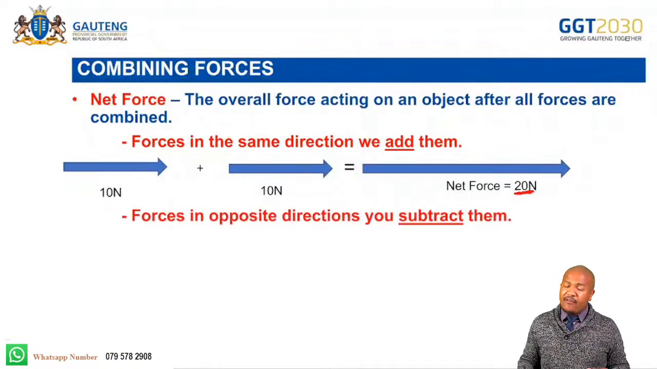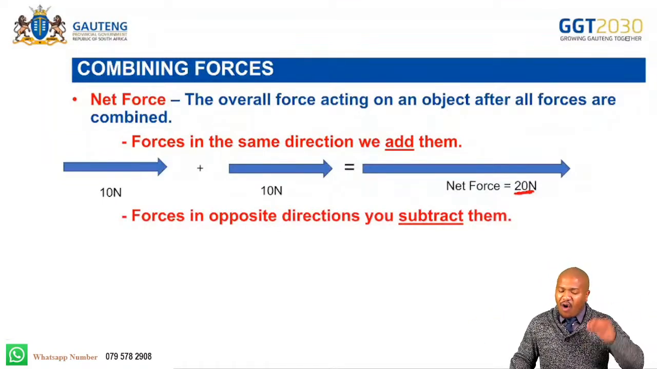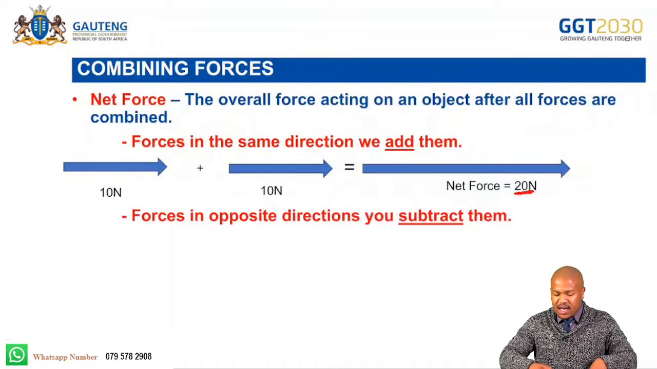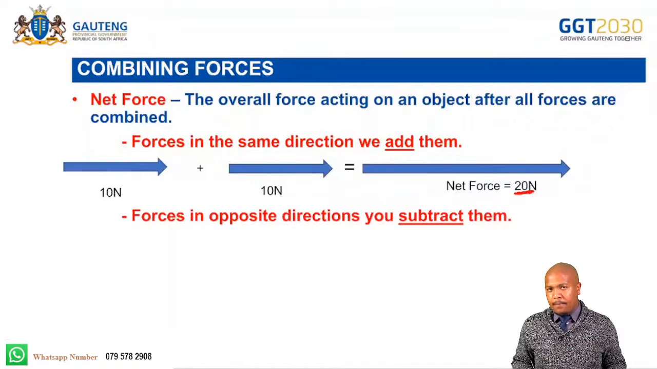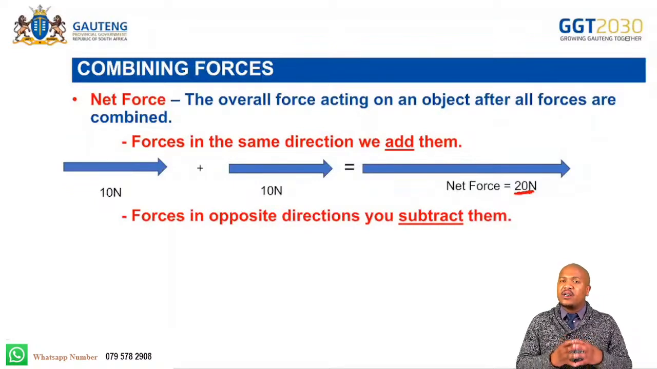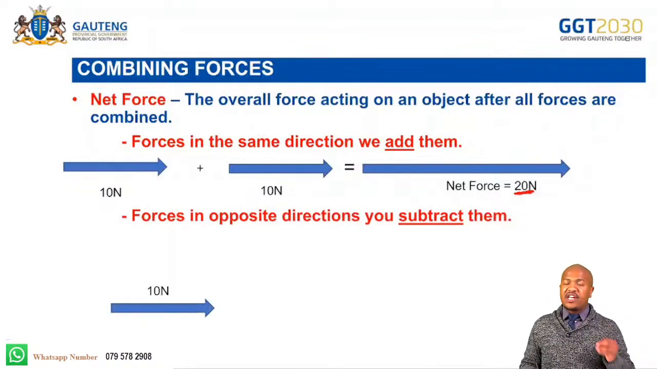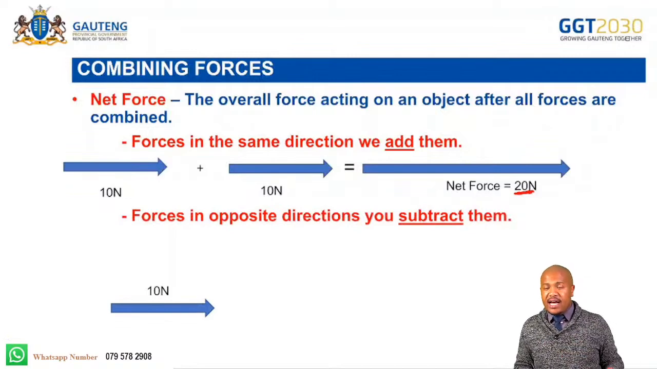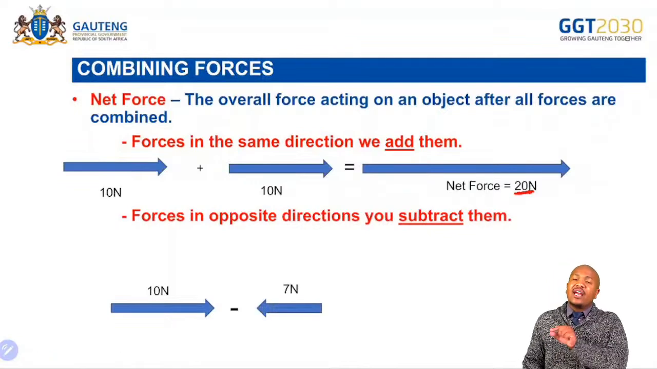And sometimes we have forces acting in opposite directions. They're working against each other. So we need to find the overall force acting on that object after all these forces are combined. We need to find our net force here. For forces acting in opposite directions, we subtract them in order to determine the net force. For example, again, we have 10 newtons of force going to the right-hand side against 7 newtons of force going to the left-hand side.